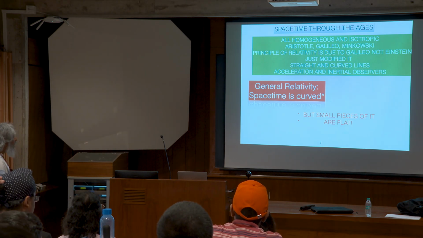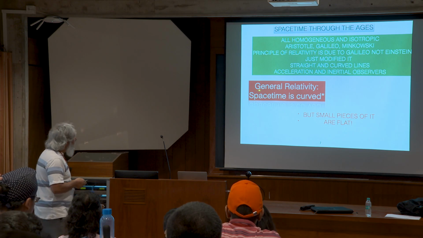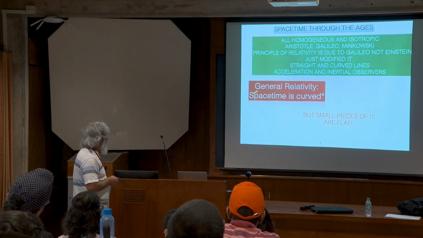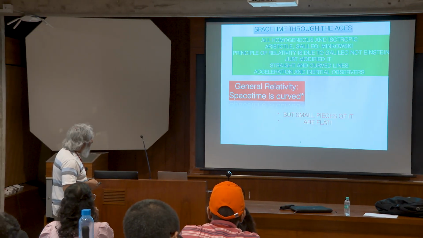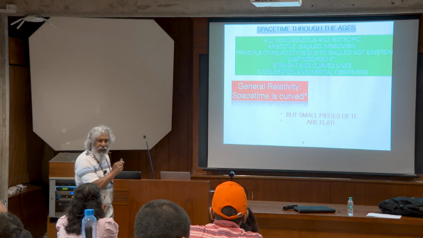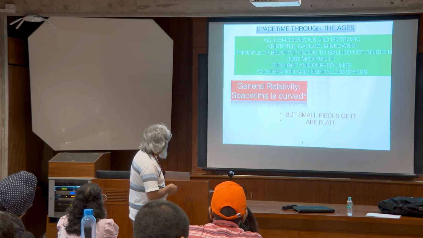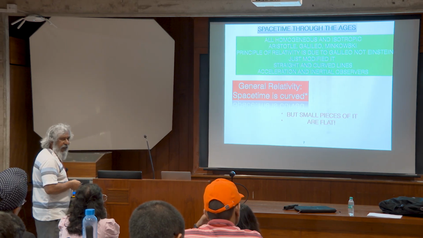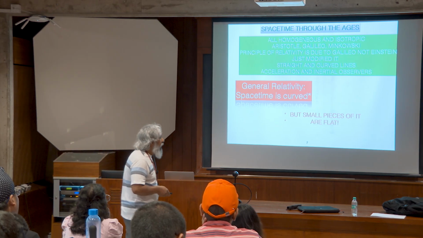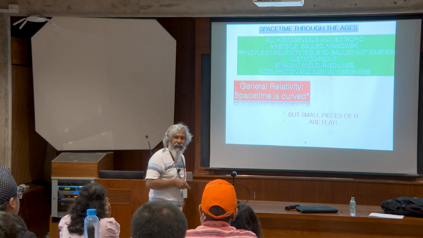Now, the main idea behind general relativity is that space-time is curved. Yeah? But there's a small asterisk here. It tells you small pieces of it are flat. So that's what the whole lecture is about. What do we mean by saying space-time is curved? And what do we mean by saying that small pieces of it are flat? So let me pause here for questions, in case there are any.